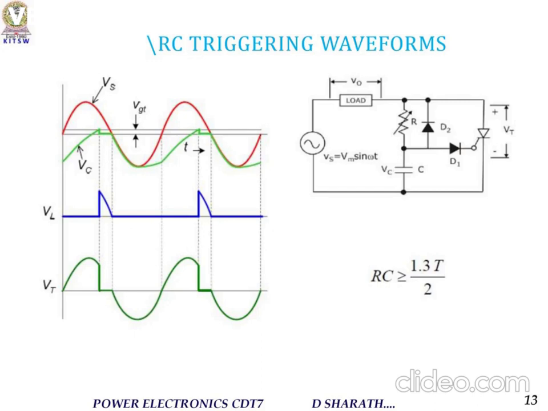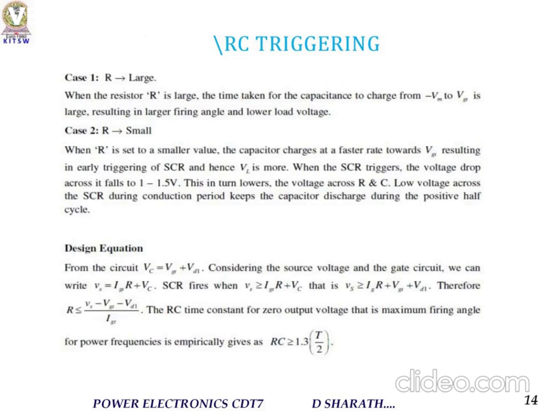So this is the RC triggering waveform. Here at T, we are applying different triggerings at different firing angles. The condition to be satisfied is RC greater than or equal to 1.3 T by 2. This is the circuit diagram of RC triggering.